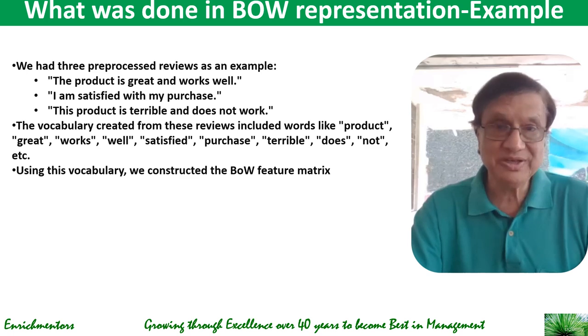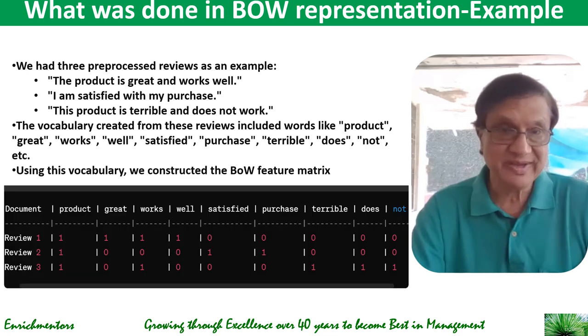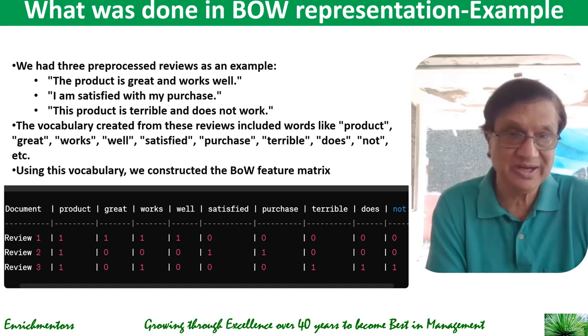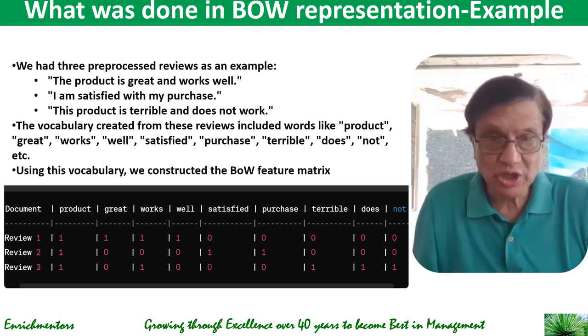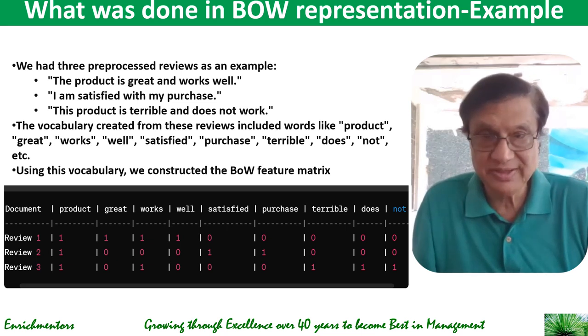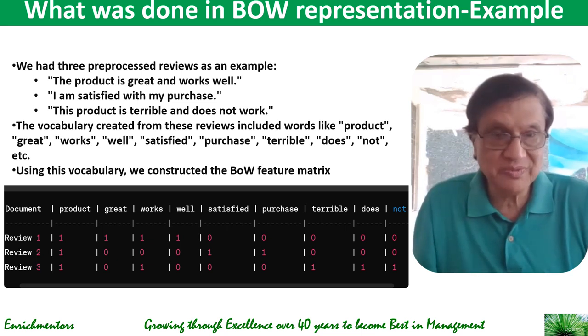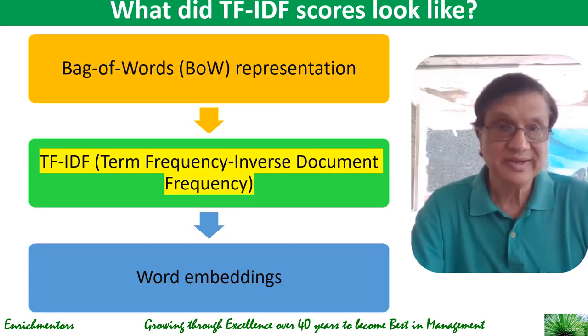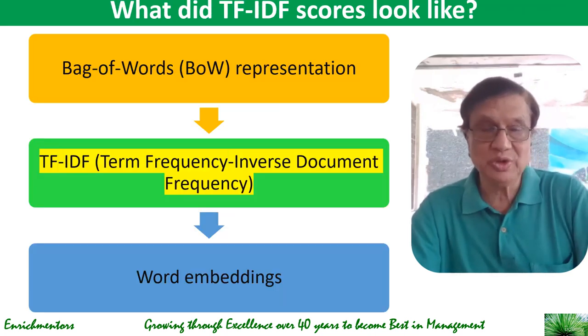Using this vocabulary, they constructed a BOW matrix. And this is how the BOW matrix looked. Each row represented a review, as you can see, review 1, 2, and 3. And each column represented a word in the vocabulary. And the values indicated the frequency of each word in the corresponding review. Now, that was the BOW representation.